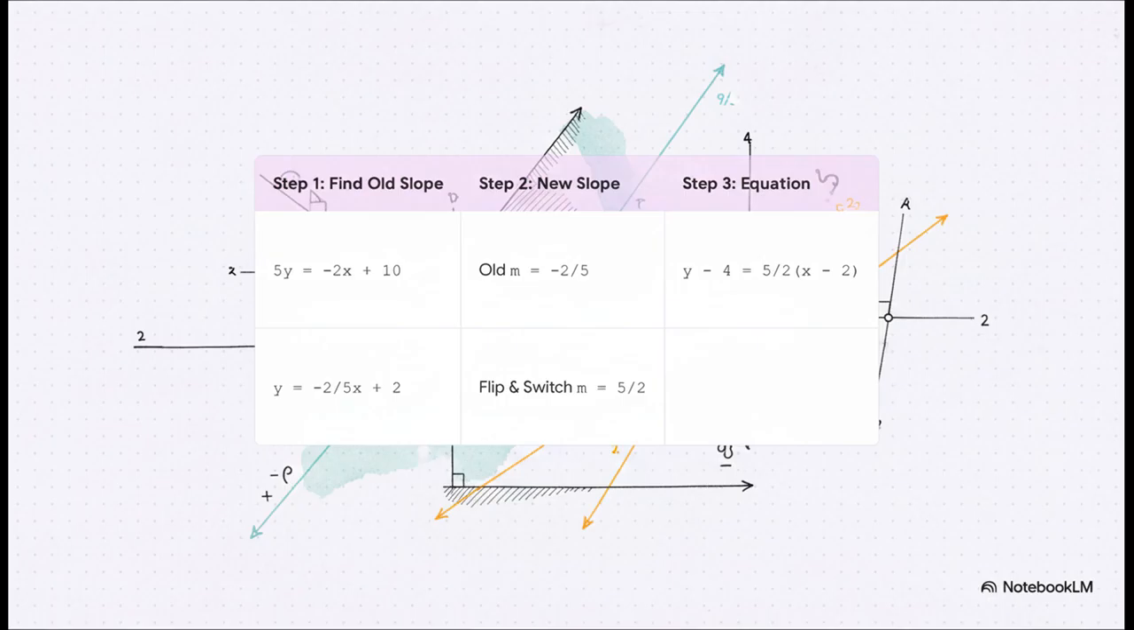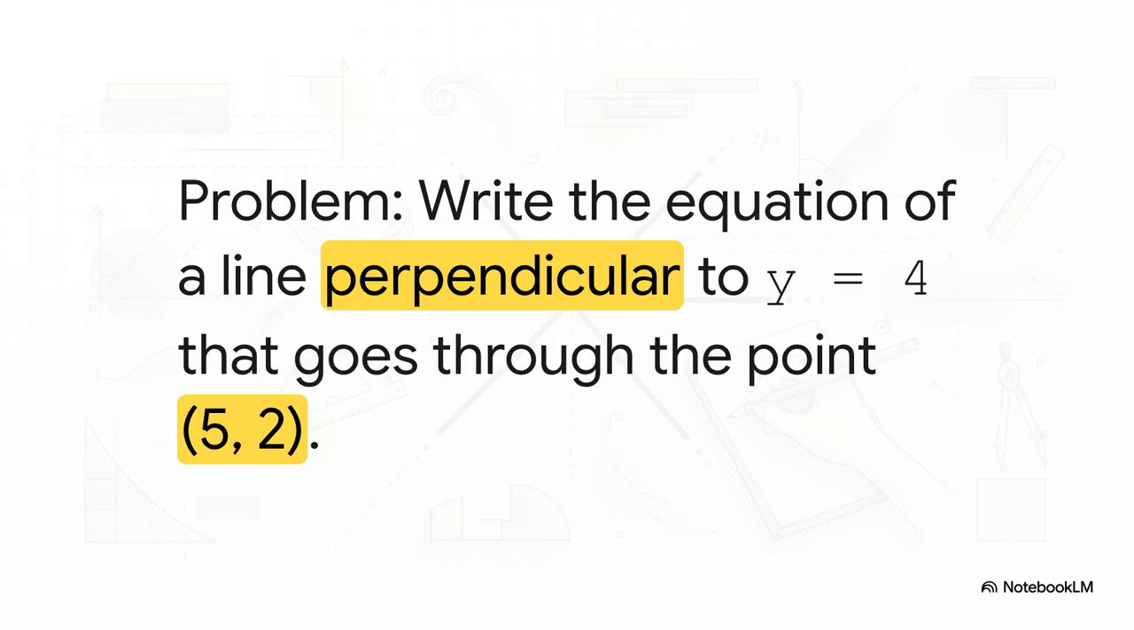Now we use our rule. We flip negative 2/5, which gives us 5/2. Then, we switch the sign from negative to positive, so our new slope is a positive 5/2. Last step, plug it all into the point-slope formula with our point 2, 4, and we get y minus 4 equals 5/2 times x minus 2. Nicely done.